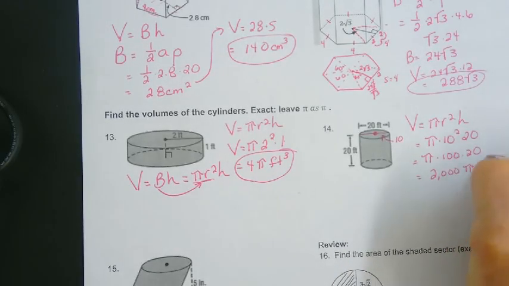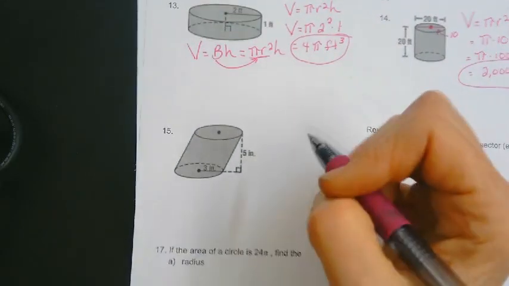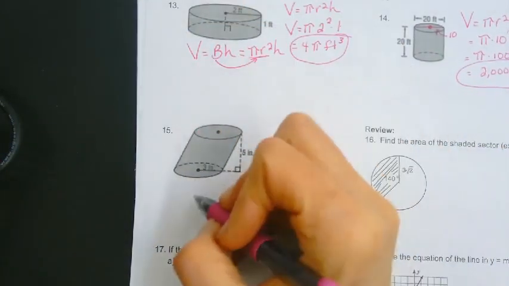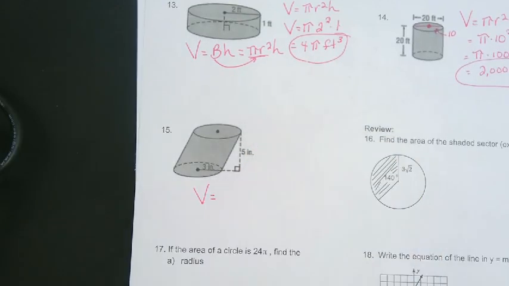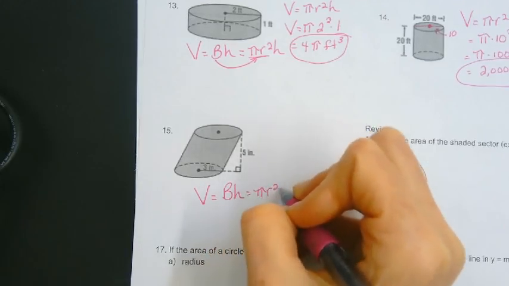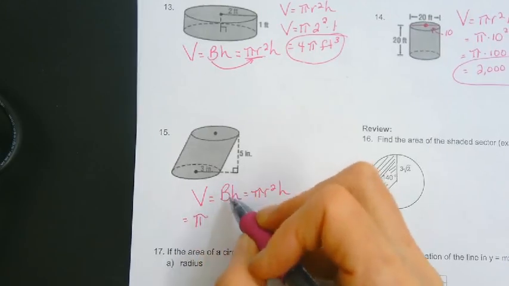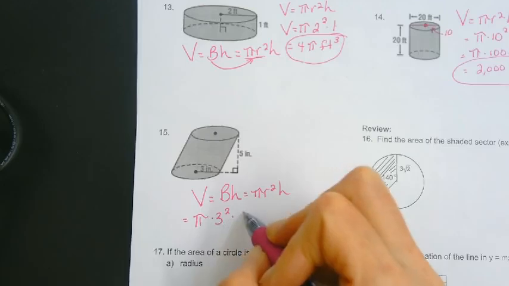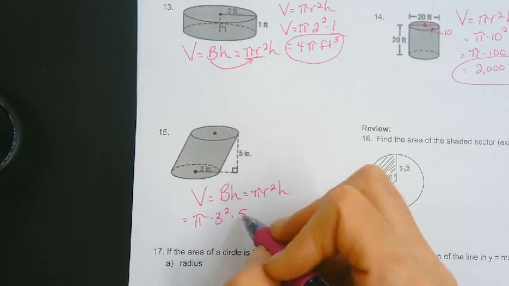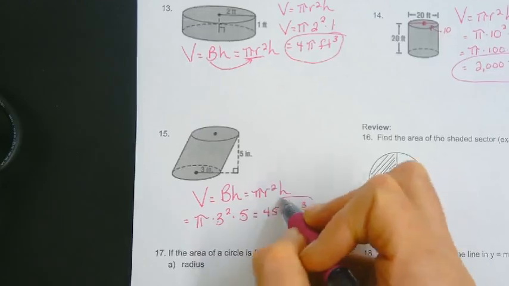Okay. And just like in the rectangular prism, we can also have an oblique cylinder where it's leaning over a bit. So the volume is going to be equal to the same formula, big B times h, which is pi r squared times h. So pi, our radius is 3, our height is 5, so this is 45, right? 9 times 5 is 45 pi inches cubed. Easy peasy. And then we're going to go into some review.